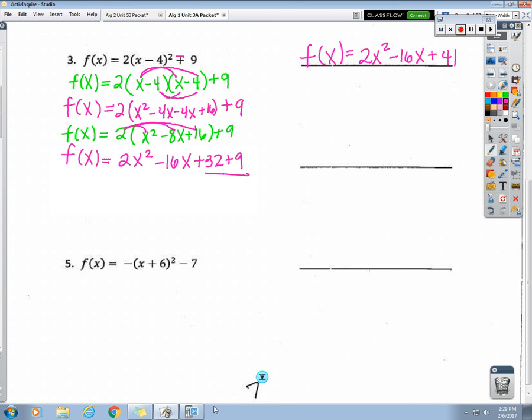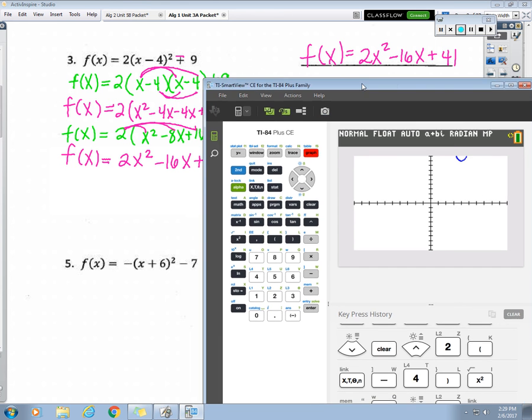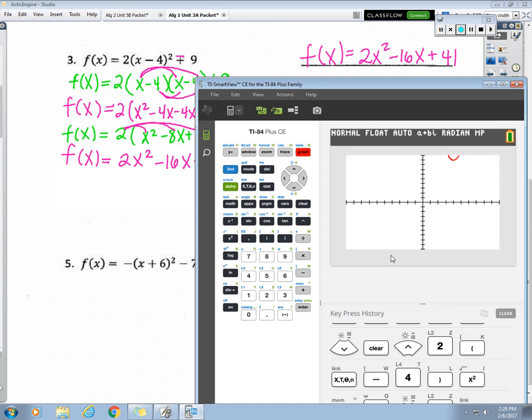Now I'm going to graph them and look. There it is up there, and there it is again, covered up with red.